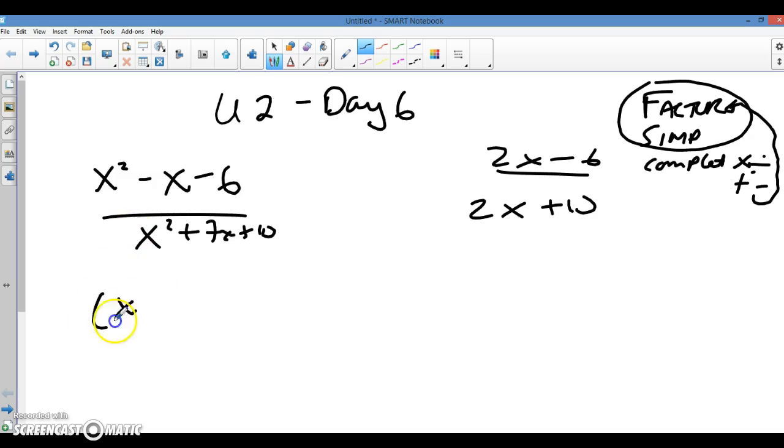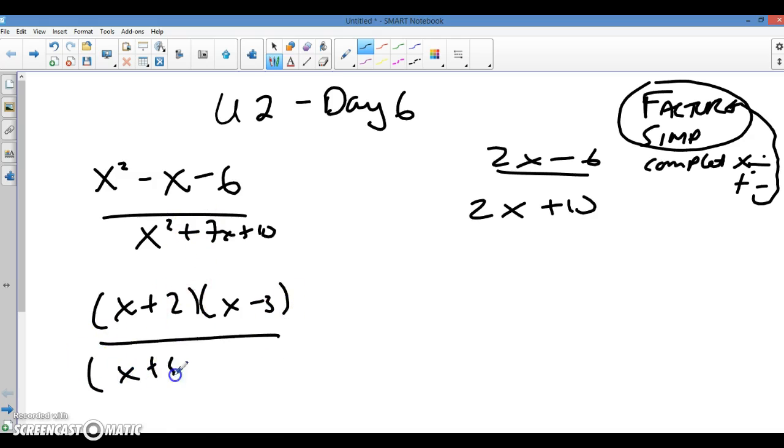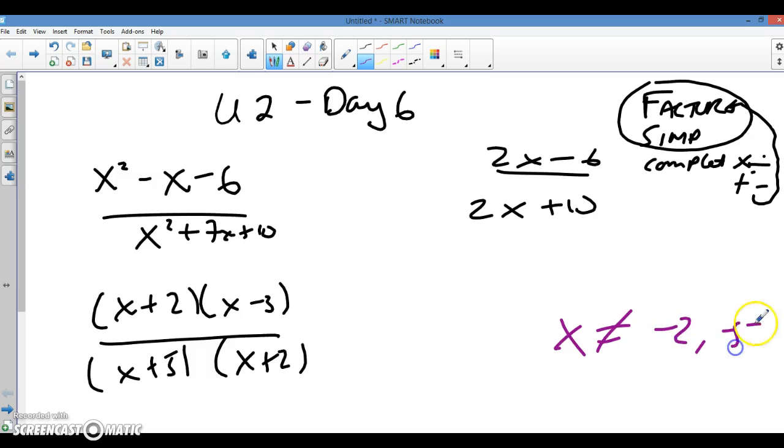So factor on the left, x plus 2, x minus 3. They multiply to negative 6 and add to negative 1. On the bottom, x plus 5, x plus 2. And before I start scratching things out, I get my restrictions of x cannot be negative 2, cannot be negative 5. Plus 2 on top, plus 2 on the bottom. I'm left with x minus 3 over x plus 5.